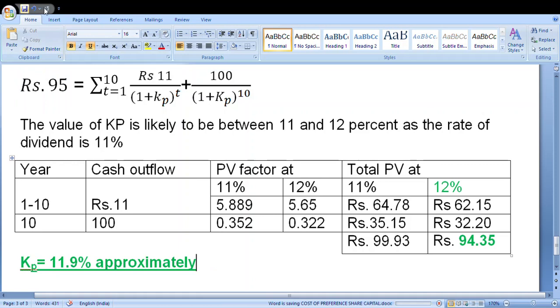Okay, so this is the explanation for the cost of redeemable preference shares.